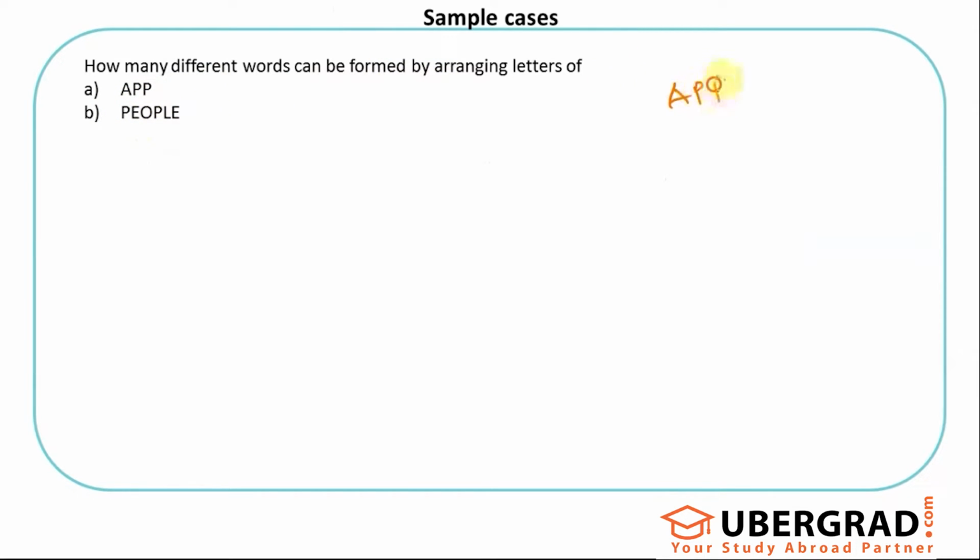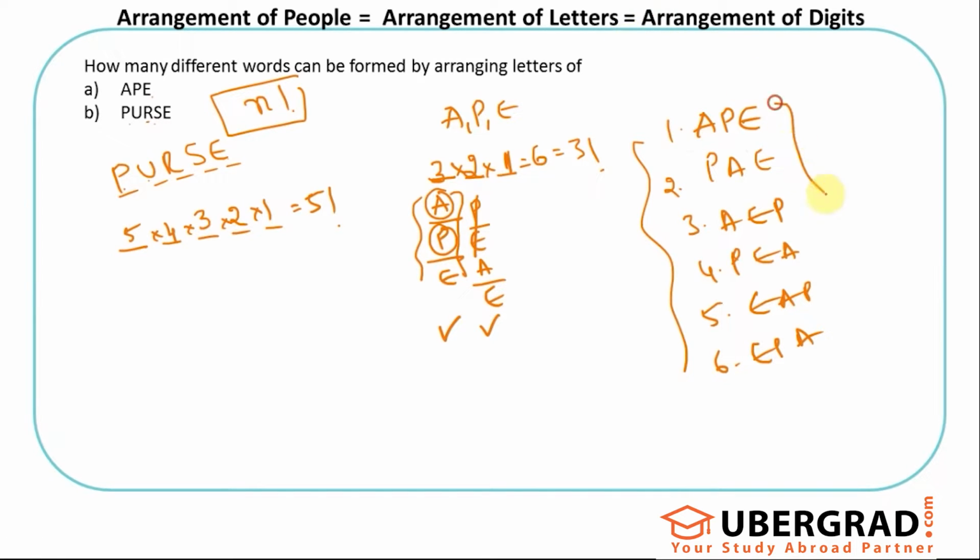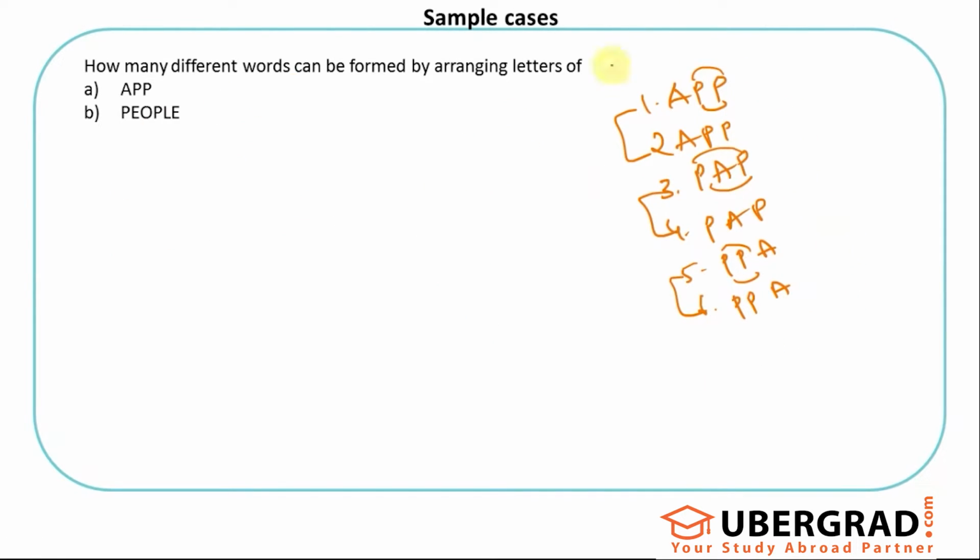Let me show this again in the rudimentary way. If I swap these two P's, I'll still get APP only, which is the same word. Let me write it as PAP. If I swap these 2 letters, I still get PAP, which is again the same thing. If I do PPA and swap these 2, I'll still get PPA. So though it looks like 6 as in the case of APE, there are similar words being formed because of the repetition of letters P and P. So what is the actual count? It is only 3, not 6.